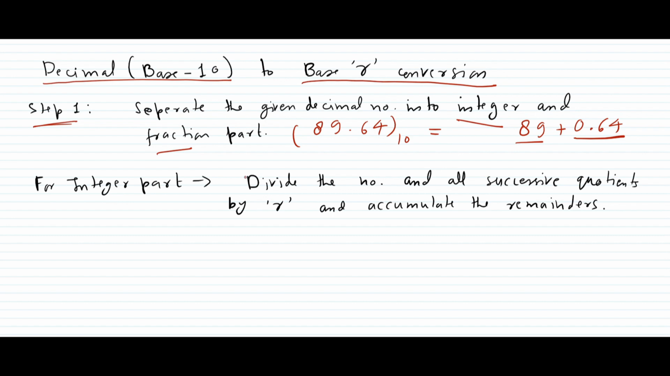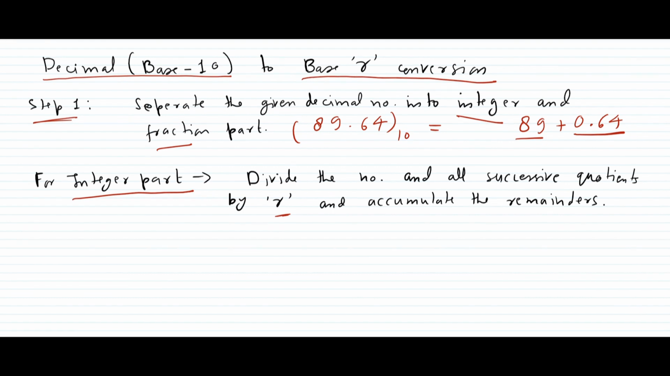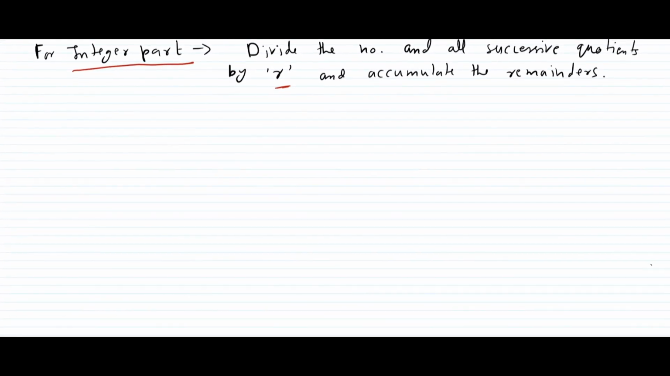Now, to convert this integer part into base R, what we have to do is divide the number, meaning this decimal number and all its successive quotients, by the required base R and accumulate the remainders. This will be more clear when I explain it using an example.